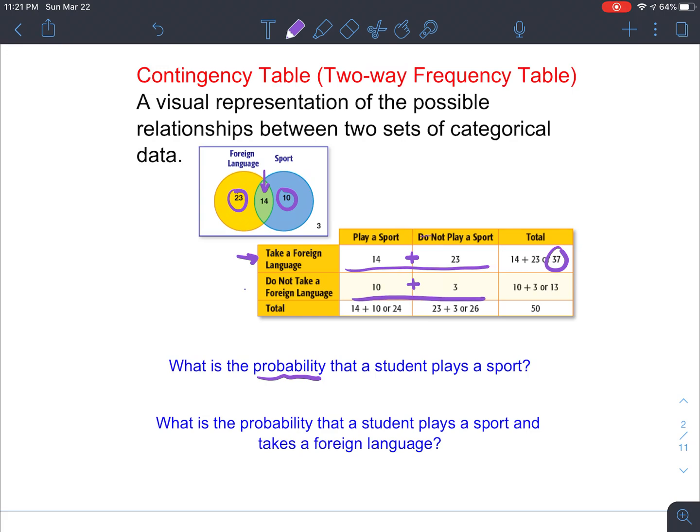If we add up everything in this row, we're going to be adding up all of the students who do not take a foreign language, which is 13. Now, that represents all the possible students. So if you add 37 plus 13, we get a total of 50 students. All right? And something interesting will happen when we look at sports.